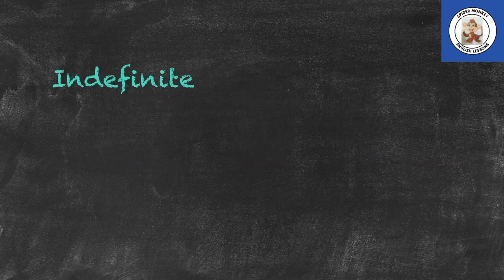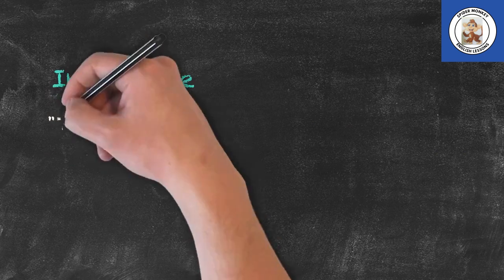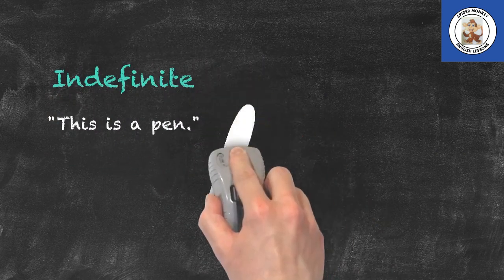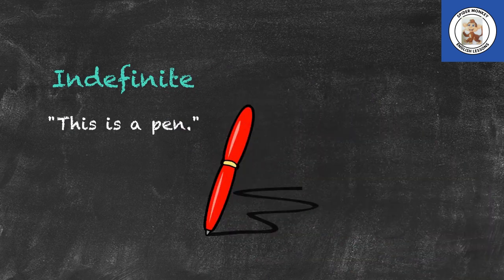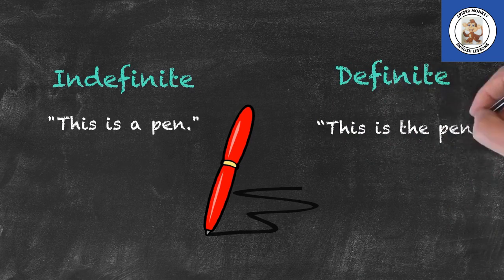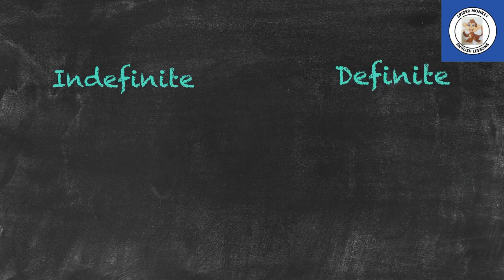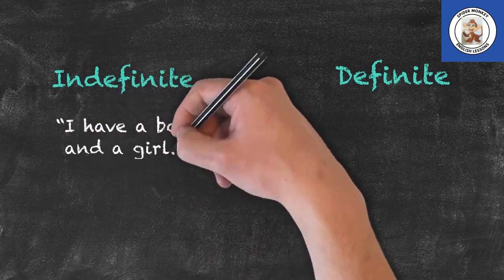With the indefinite article, we use it in a non-specific way. This is a pen. It's one of many pens. When using the definite article, we use it in a specific way. This is the pen I'm using. We also use the indefinite article when mentioning something for the first time. I have a boy and a girl.